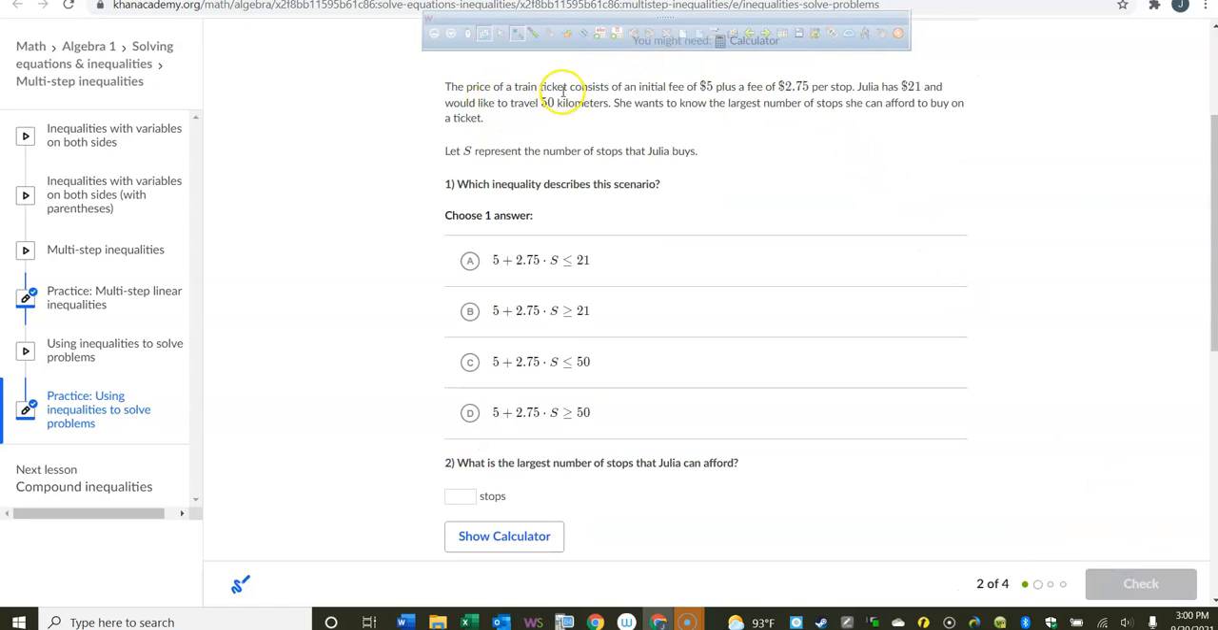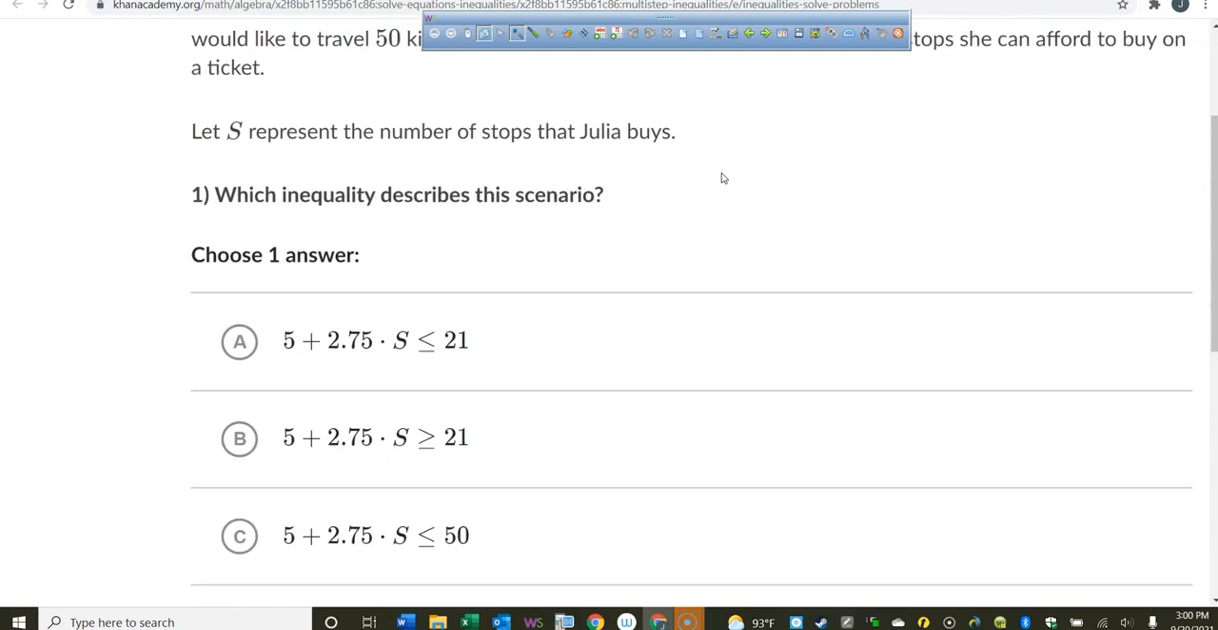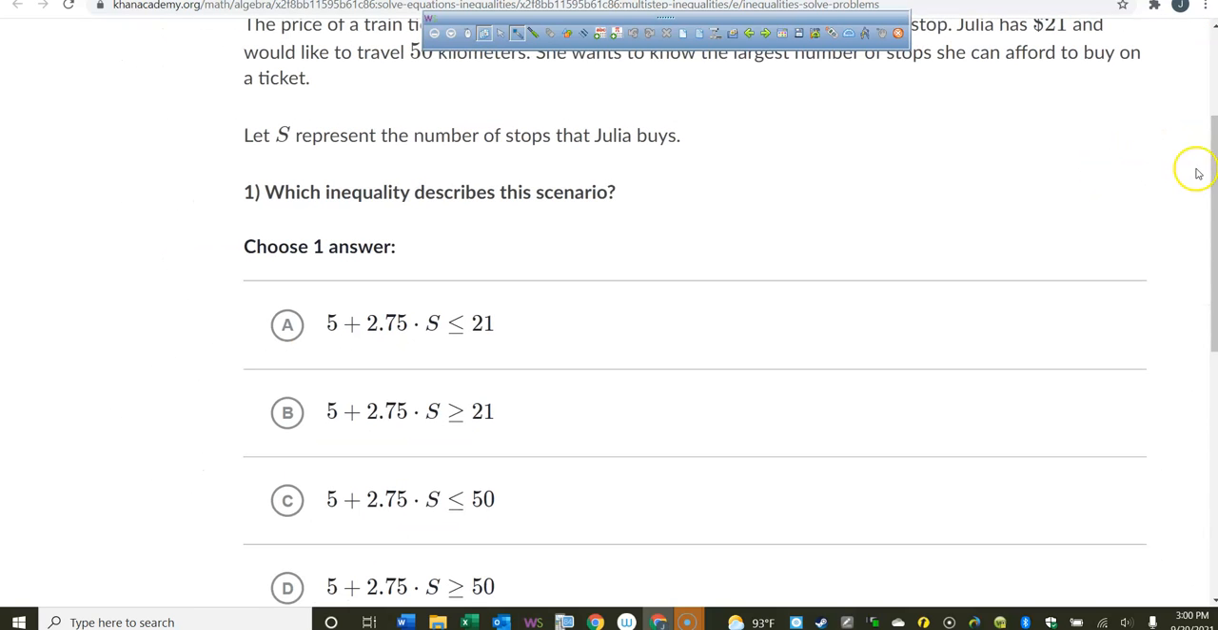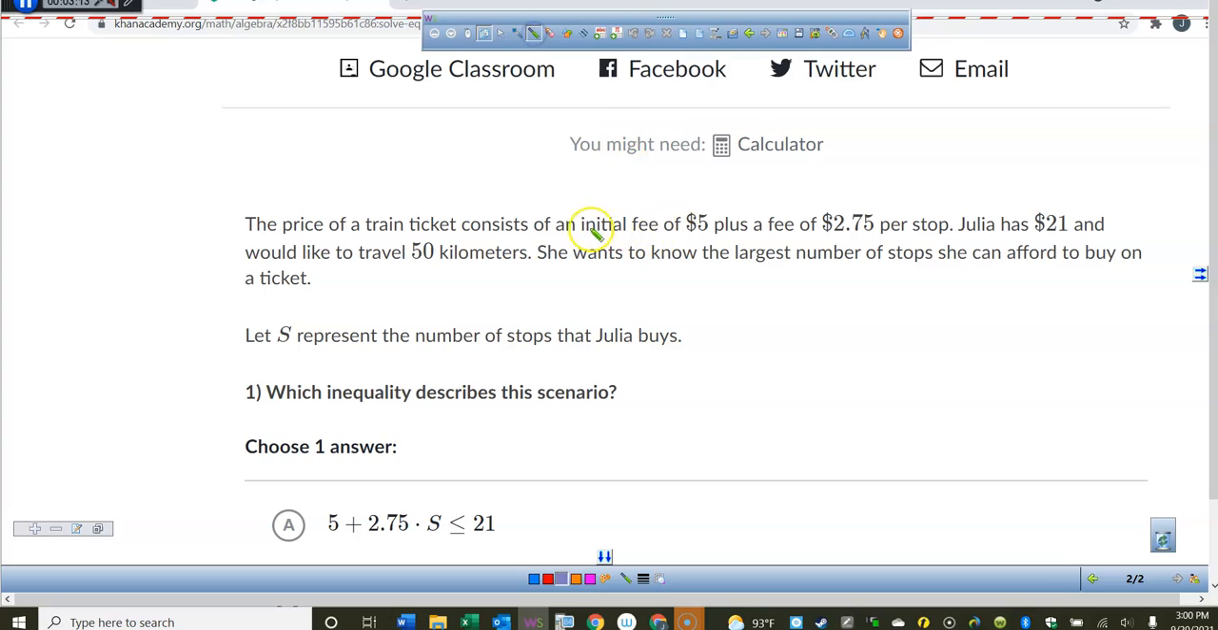Ooh, the price of a train ticket consists of an initial fee. Once again, I'm going to zoom in right here so we can see it a little bit better. Okay. So here we go. It charges an initial fee of 5 bucks plus $2.75 per stop. Ooh, and Julia only has $21 to spend.